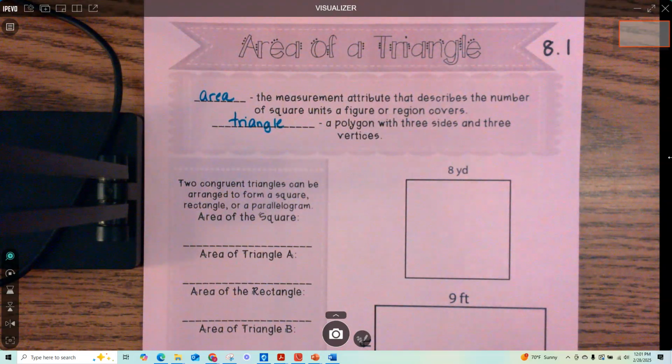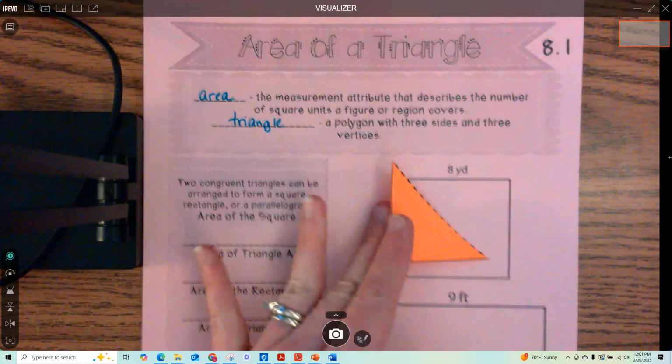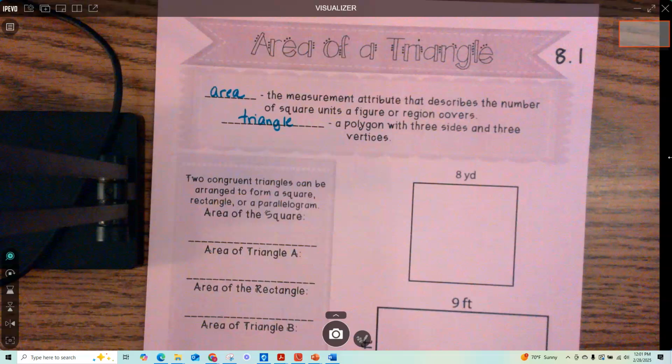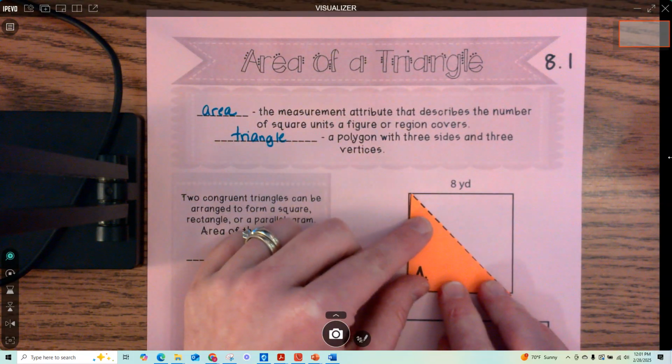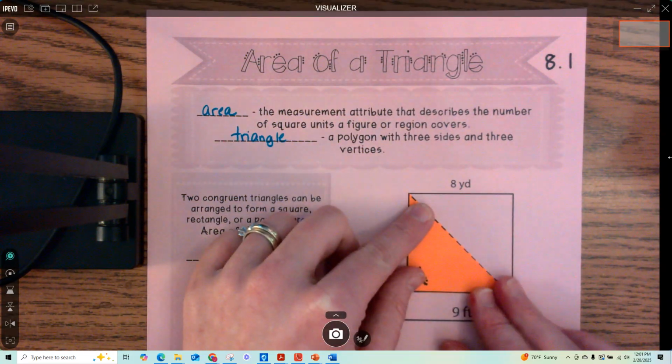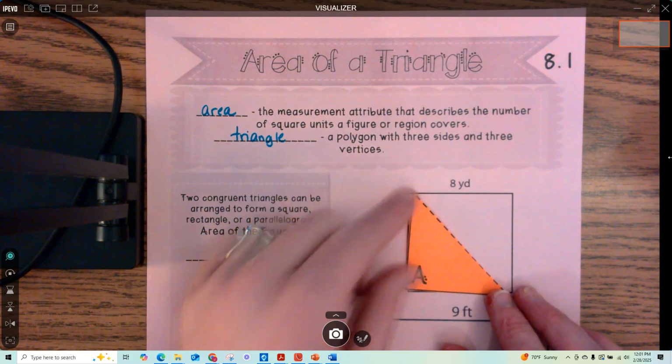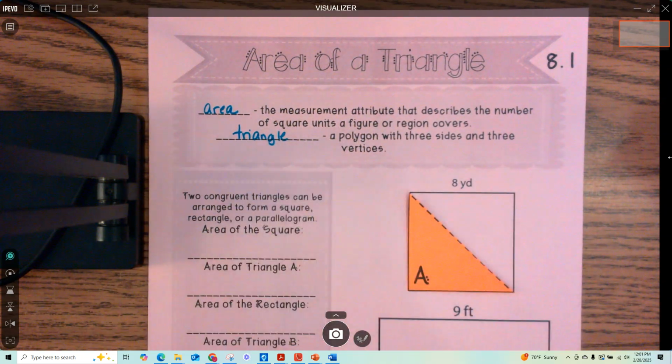All right, so here's what we're going to do. We're going to start with the orange piece. Cut it on that dashed line. So you have a triangle now. And you're going to glue it in that first square. Ooh, maybe. There we go.